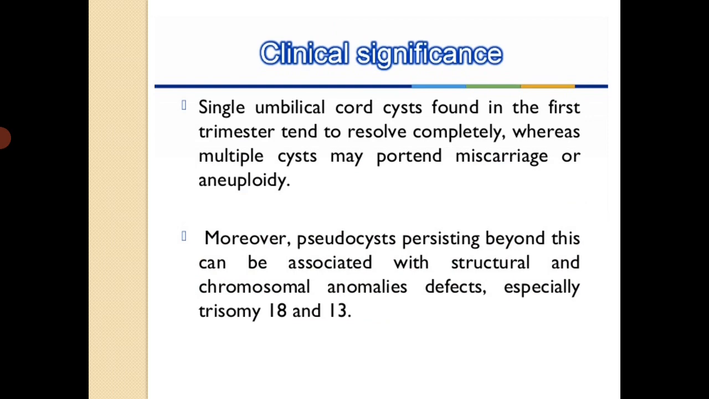A single umbilical cord cyst found in the first trimester tends to resolve completely, whereas multiple cysts may portend miscarriage or aneuploidy. Moreover, pseudocysts persisting beyond this can be associated with structural and chromosomal abnormality defects, especially of trisomy 18 and 13.